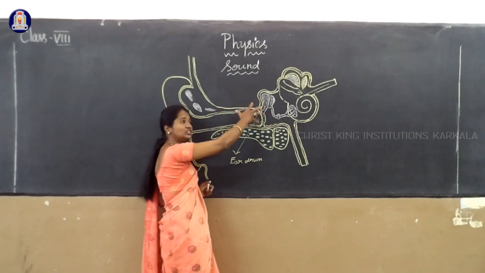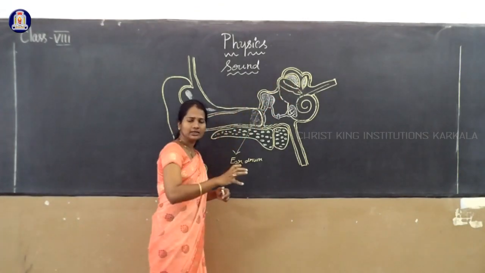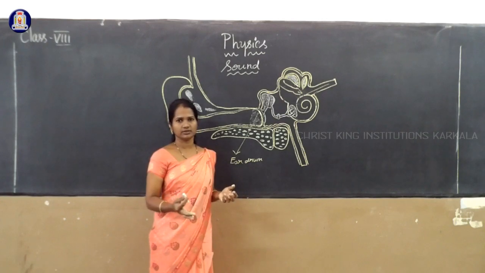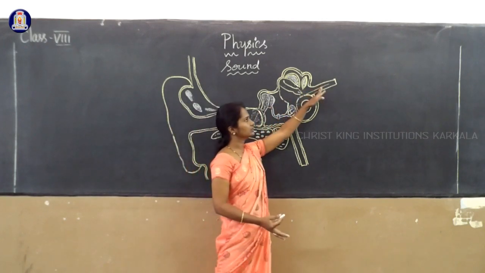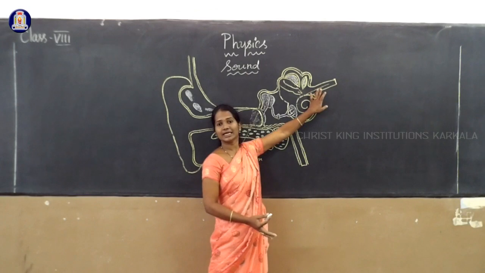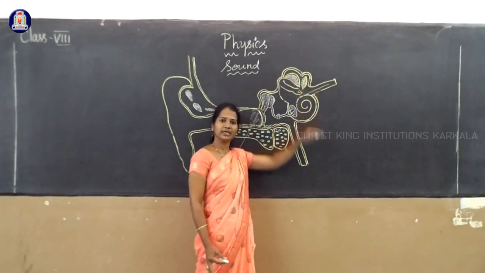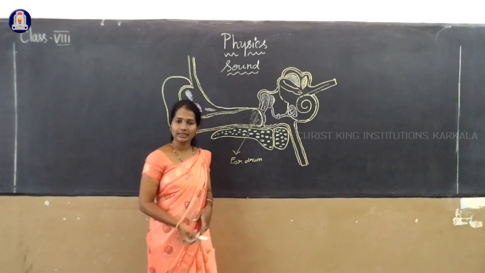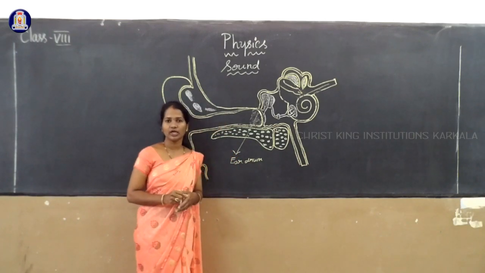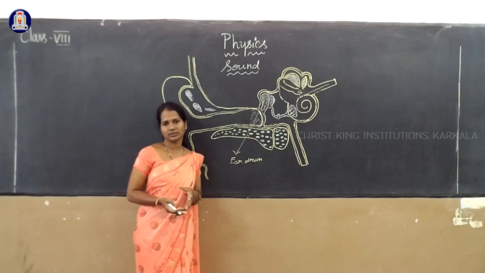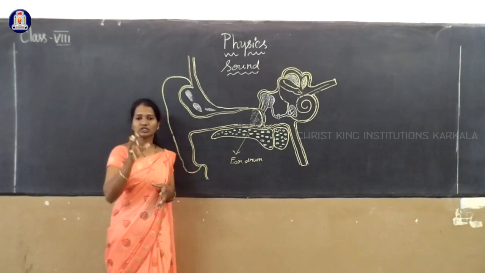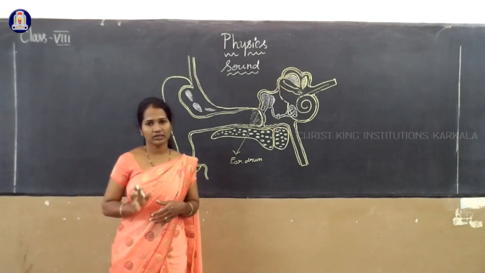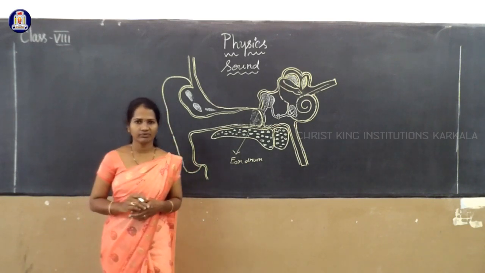These vibrations reach the inner ear. The inner ear converts these sound vibrations into electrical signals. These electrical signals are then sent to the brain by this nerve, called the auditory nerve, and finally the brain interprets this and gives us the message of what that sound actually is. That is the human ear. If our ear is proper, we can identify any sound.